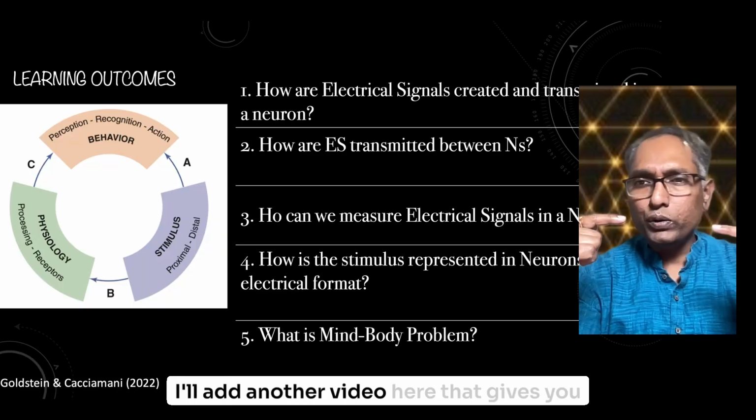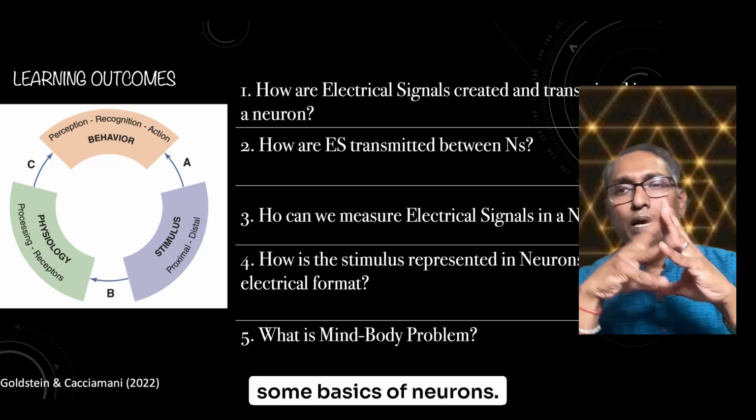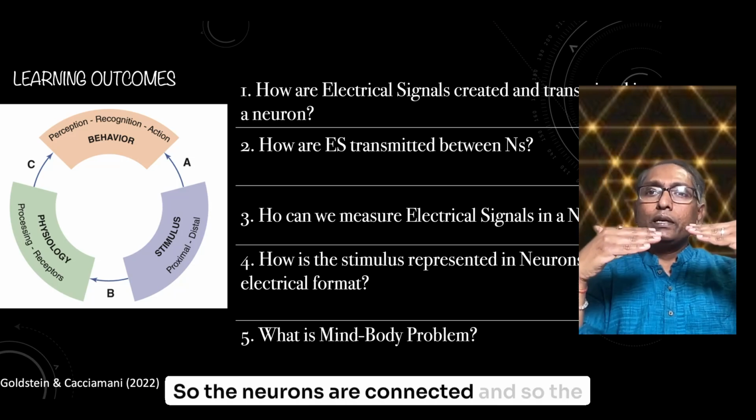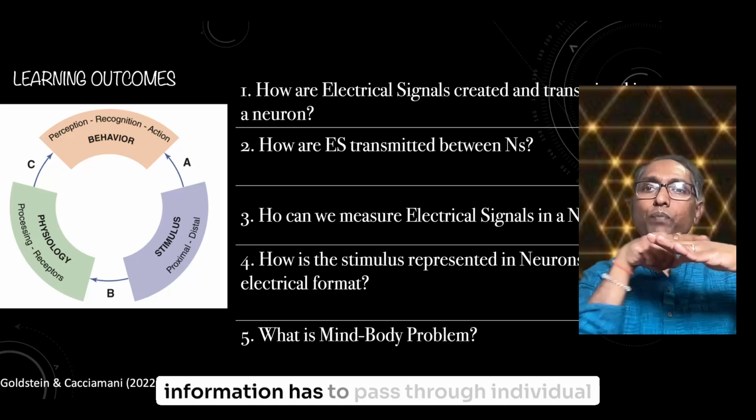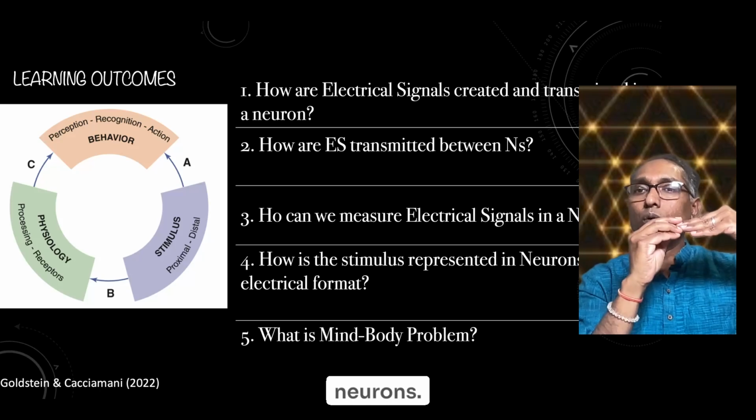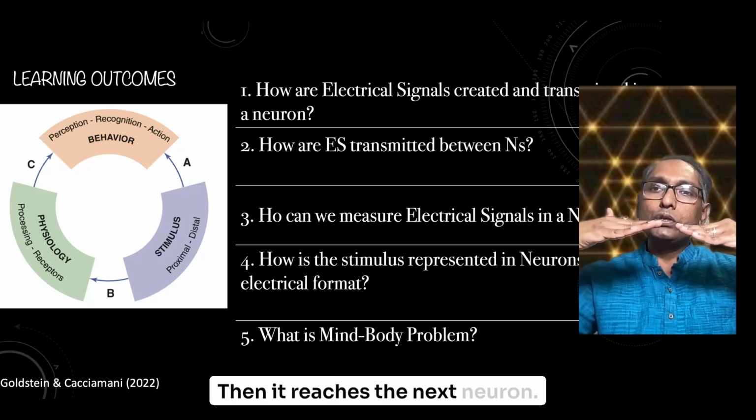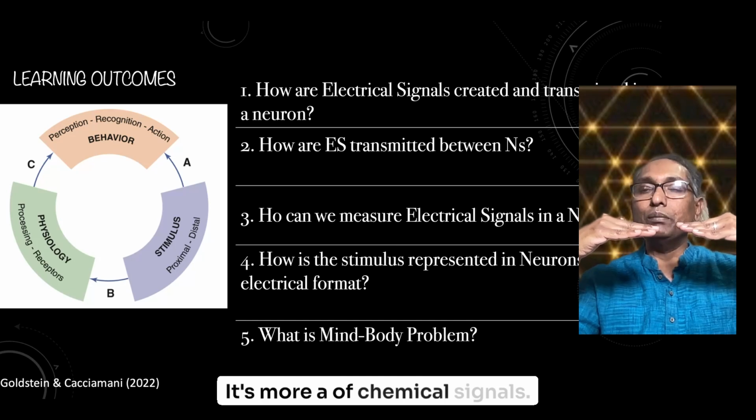I'll add another video here that gives you some basics of neurons. The neurons are connected, and so the information has to pass through an individual neuron. Then it reaches the next neuron in the form of chemical signals.